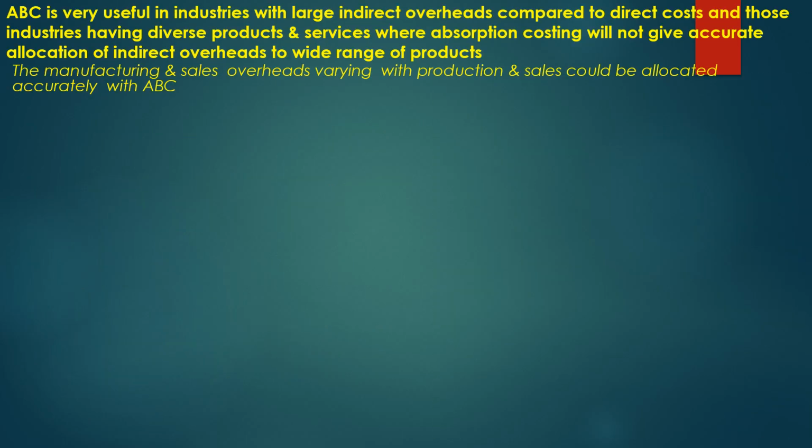Now, ABC is very useful in industries with large indirect overheads compared to direct costs, and those industries having diverse products and services where absorption costing will not give accurate allocation of indirect overheads to a wide range of products. The manufacturing and sales overheads varying with production and sales could be allocated accurately with ABC.